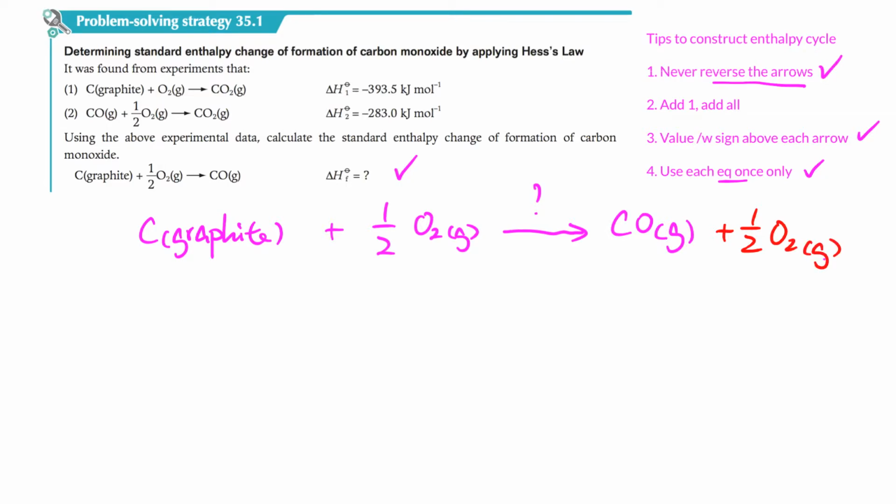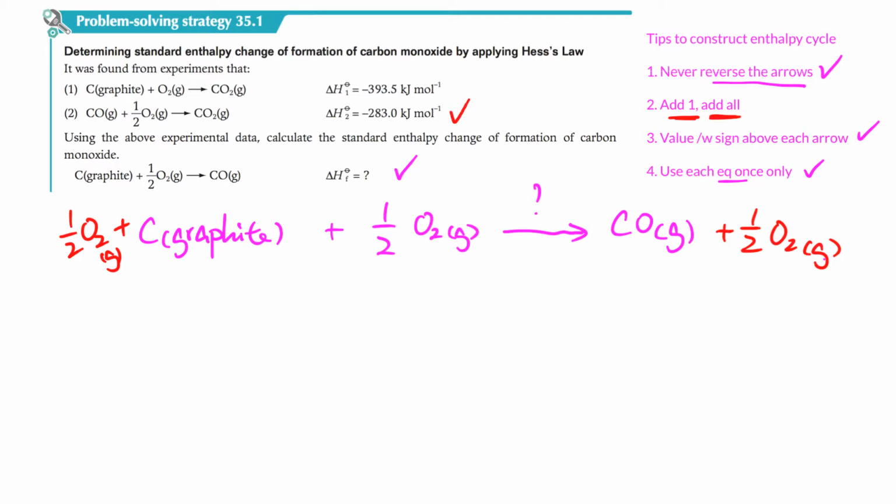But remember, after you add one, you add all, because if you add half O2 here, you immediately make this equation unbalanced. So therefore, I have to add half O2 right here as well. So you add one on the right, you add to all the previous equations that you have balanced. So now we can apply the second equation.